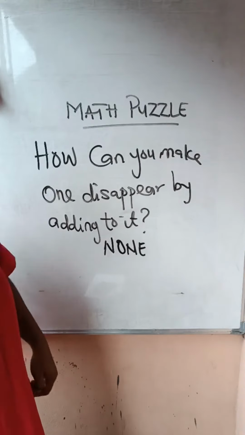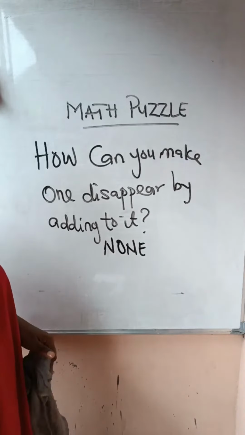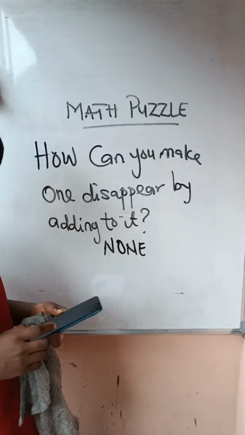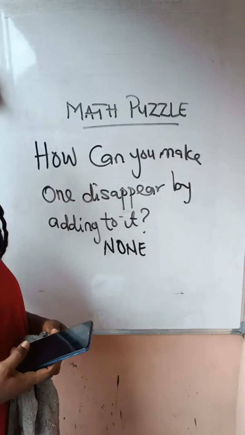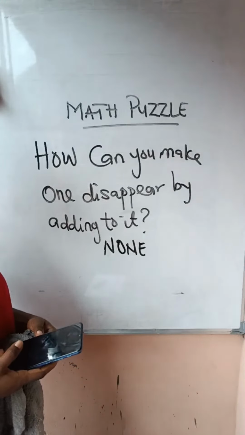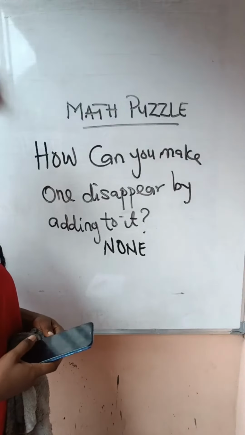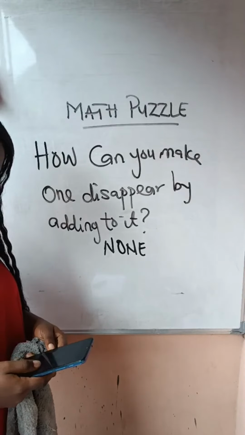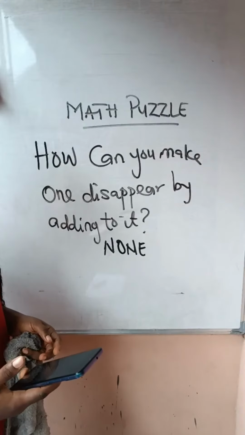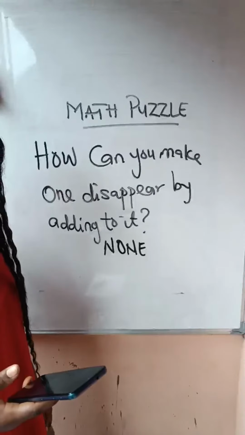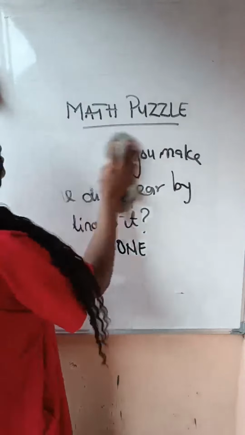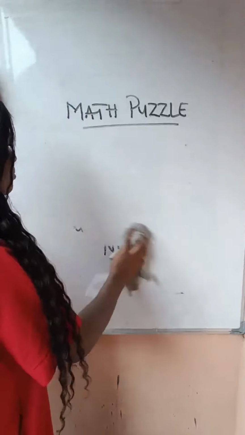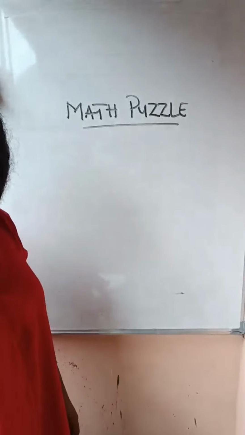Let's go. Someone is saying add a negative. That is also an answer, but when you add a negative, you have 0. 0 is still a number, remember. Do you think it disappeared? Remember, this is an English math puzzle. People are funny. But that's a very clever one.